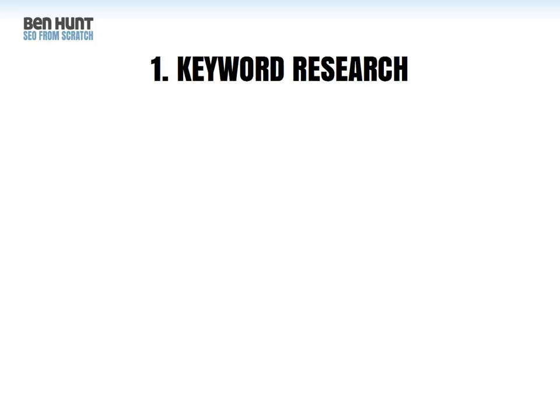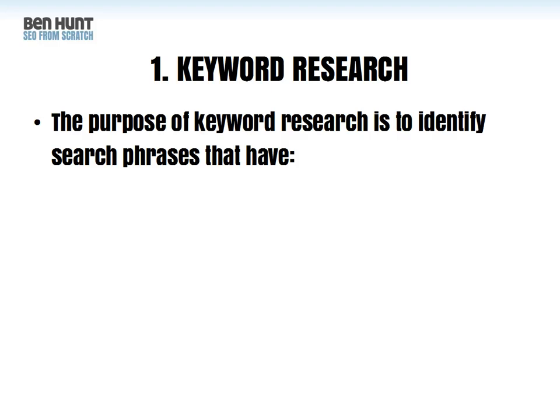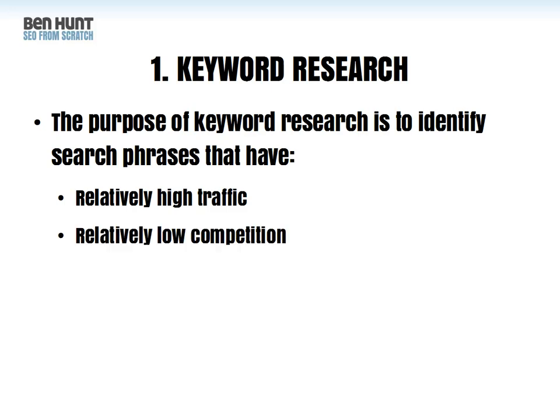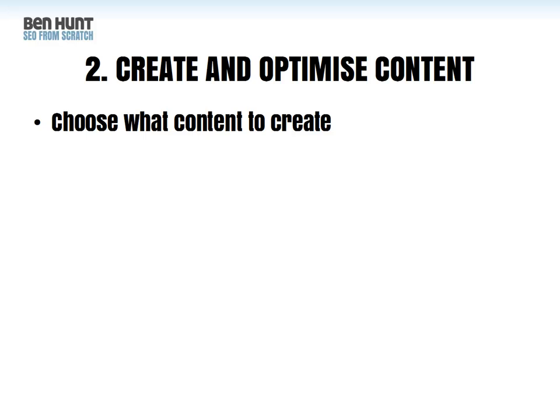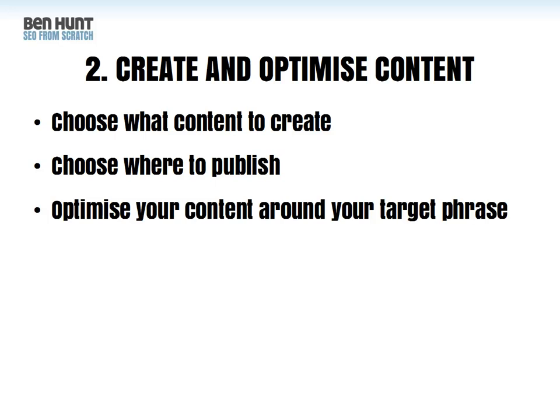So a quick overview of keyword research then. The purpose of keyword research is to identify target search phrases. And the types of phrases that we're looking for are phrases that have relatively high traffic, relatively low competition, and that are relevant to your offering. The next step is to create and optimize content. So, as we said, we need to choose what content to create, choose where to publish that content, because you do have options. And then we need to optimize your content around your target phrase.